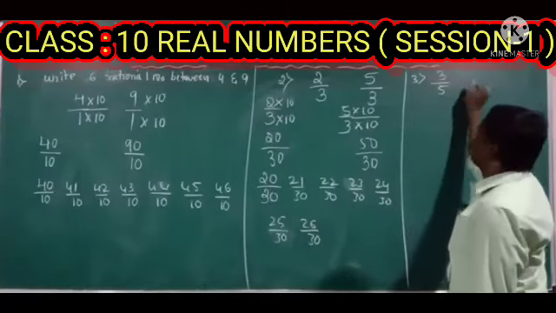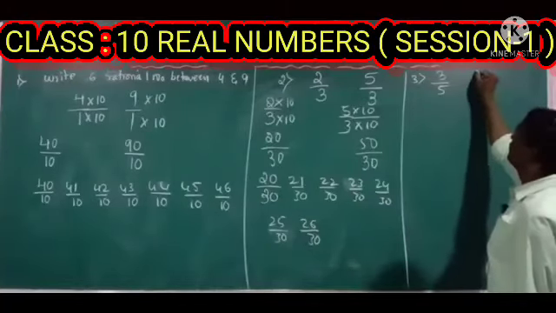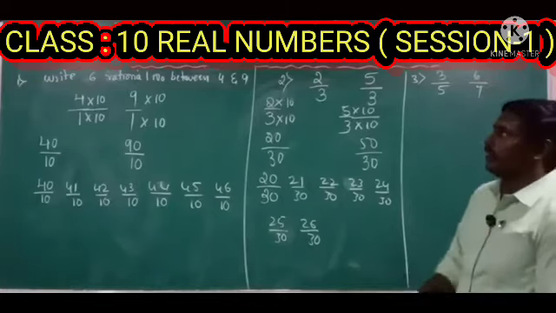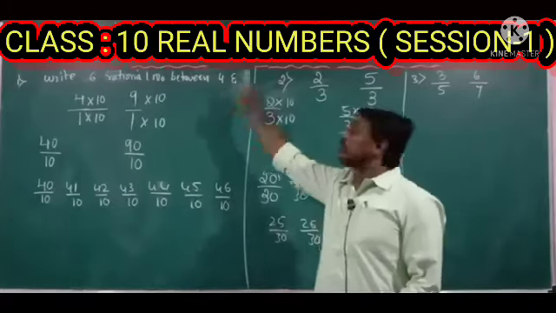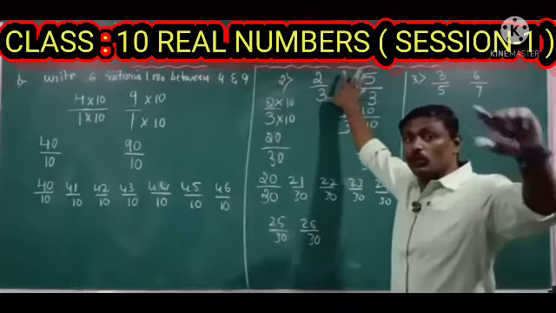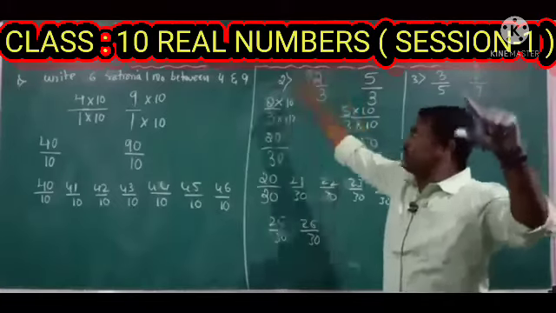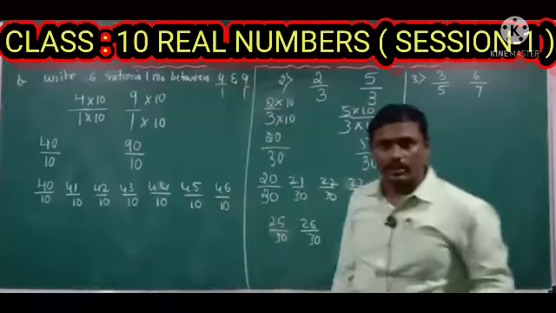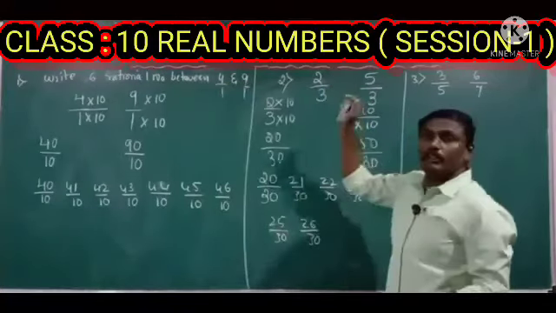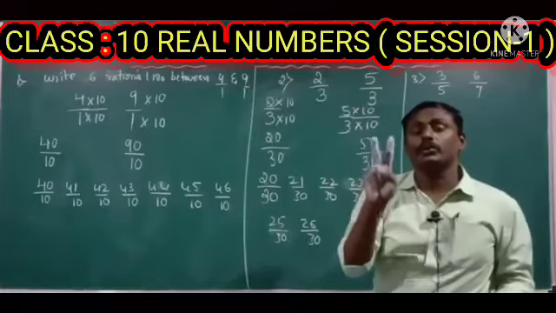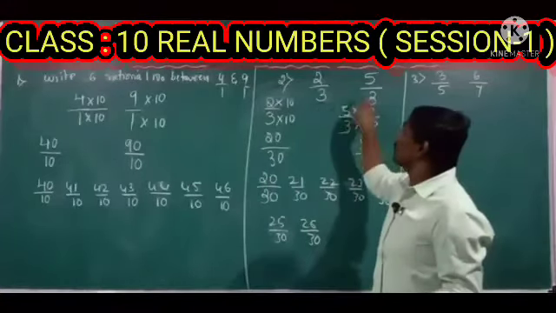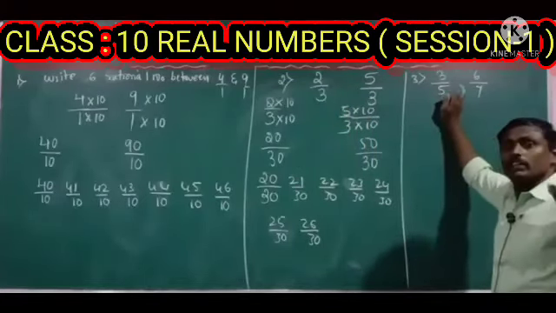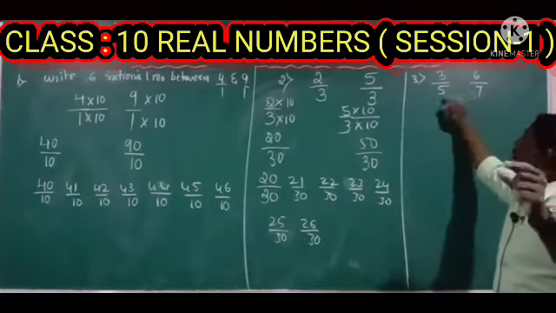Now see the next method, 3 by 5 and 6 by 7. In the first method I took two numbers directly. In the second method I took two rational numbers whose denominators are the same. In the third method I am taking two rational numbers whose denominators are different.